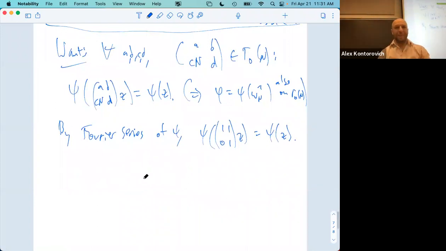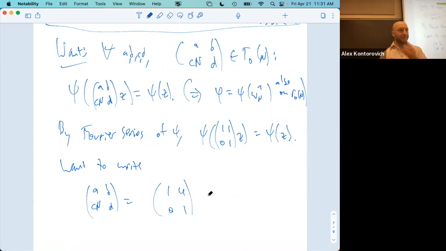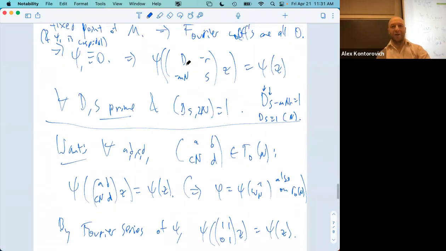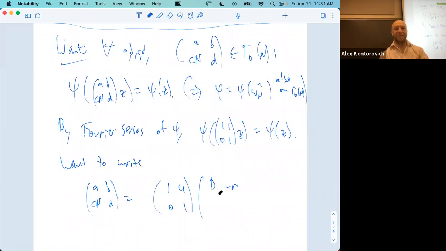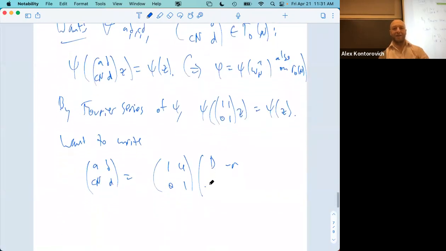So what can I do? I want to write my (A, B; C N, D) as something that I know I'm invariant under, multiples of this, times things that I also know I'm invariant under, which is (D, minus R; minus M N, S). But I also have another bit that I'm invariant under, which is this. Psi is invariant under this, psi is also invariant under this. Can I find such a representation?